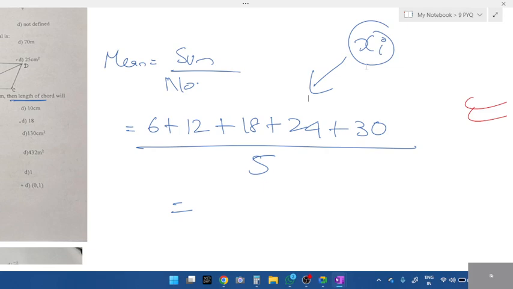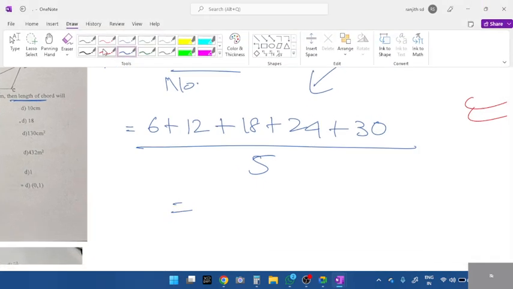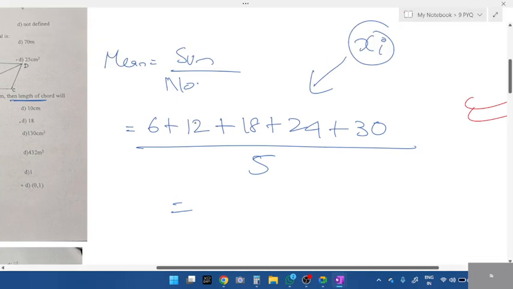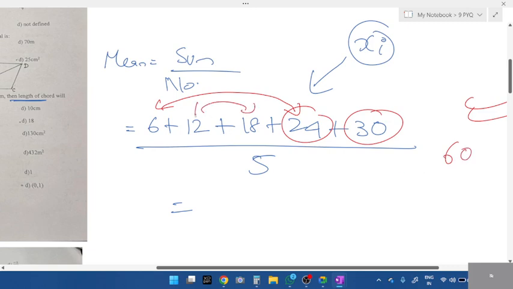Is students done? Completed? What's the answer? Yeah, be quick. See, even here, even without writing, you can add it. What is 6 plus 24? 30, right? All of you respond. Yes, so we already have a 30. 30 plus this 30 is 60, plus 30.